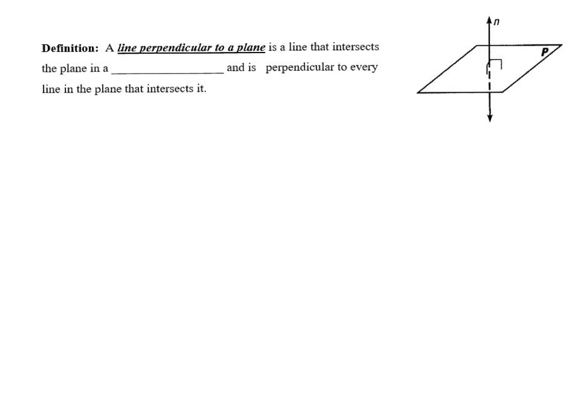And here's another definition. A line perpendicular to a plane is a line that intersects the plane in a point and is perpendicular to every line in the plane that intersects it. So right here in the diagram, let's say that's the point where the line intersects the plane. If I were to make all of the lines in the plane that also go through that point, in order for line N to be perpendicular to plane P, line N has to form a right angle or be perpendicular to every single one of those red lines that I'm able to draw through that point where line N crosses the plane.